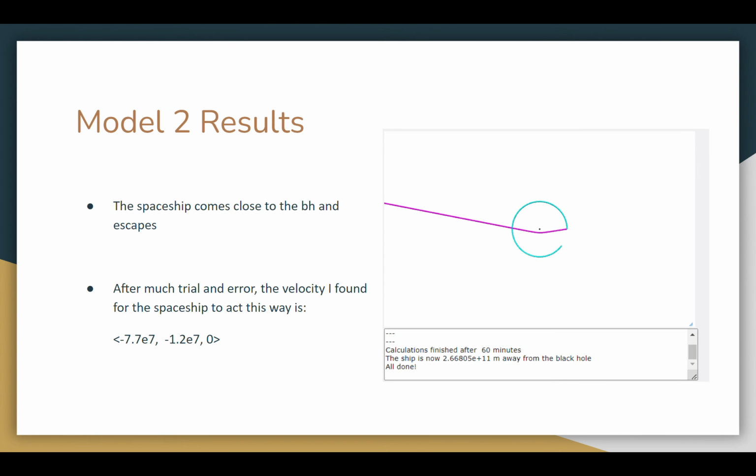So in order to get my spaceship to come close to the black hole and then escape, I gave an initial velocity of negative 7.7 times 10 to the 7th, negative 1.2 times 10 to the 7th, and 0. And that was after a lot of trial and error, seeing the spaceship go in many different directions. And as you can also see, the planet is accurately orbiting around the black hole.